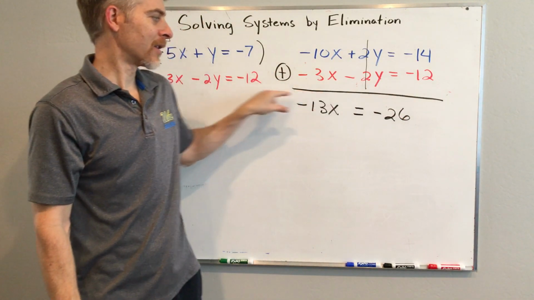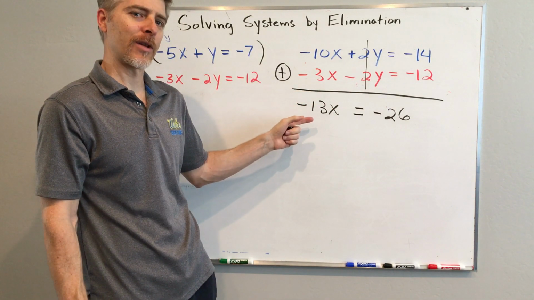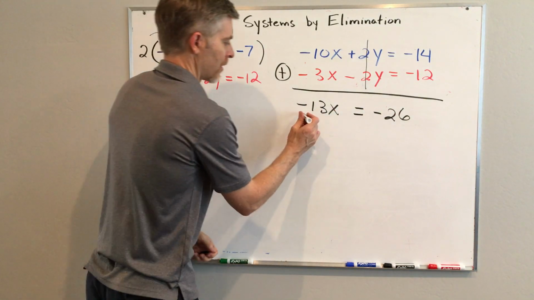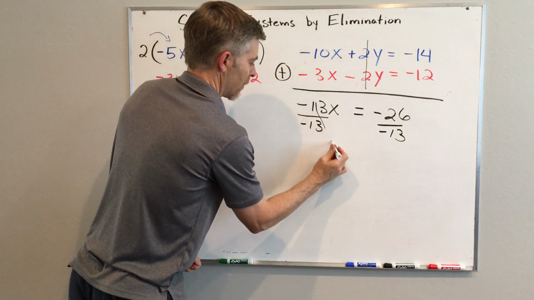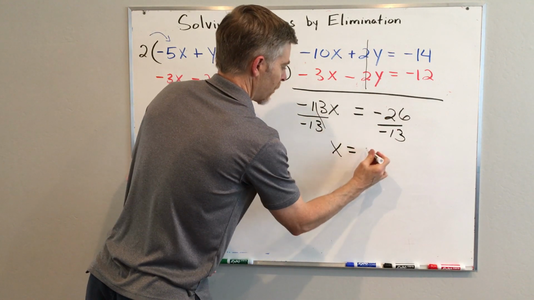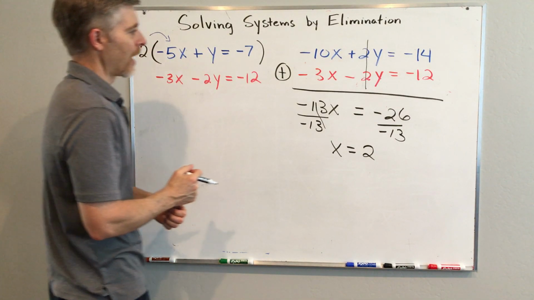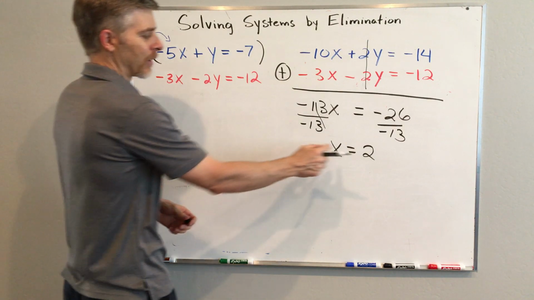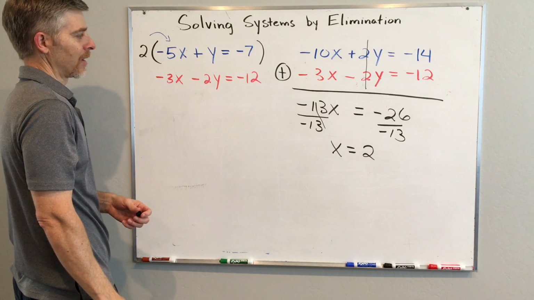Does this equation look familiar? It should, because like 5 minutes ago when we were solving by substitution, we ended up with the same equation. So I just divide by negative 13. X equals positive 2. Great, that's what we wanted. And then how do I get y? I can plug the 2 back into either one of these equations and solve.